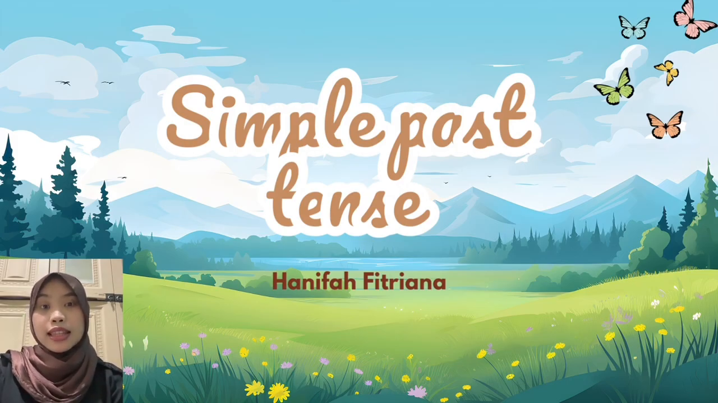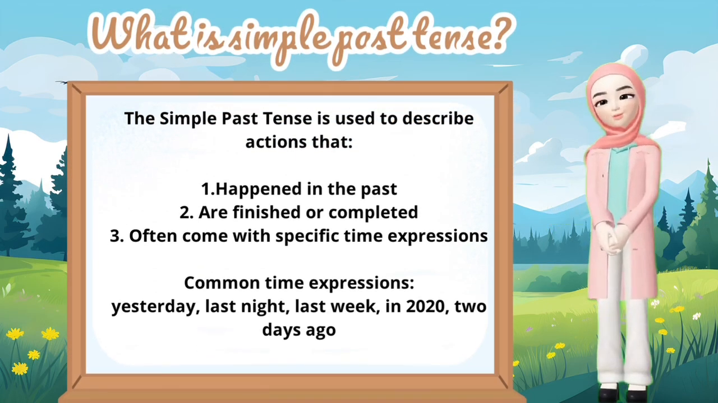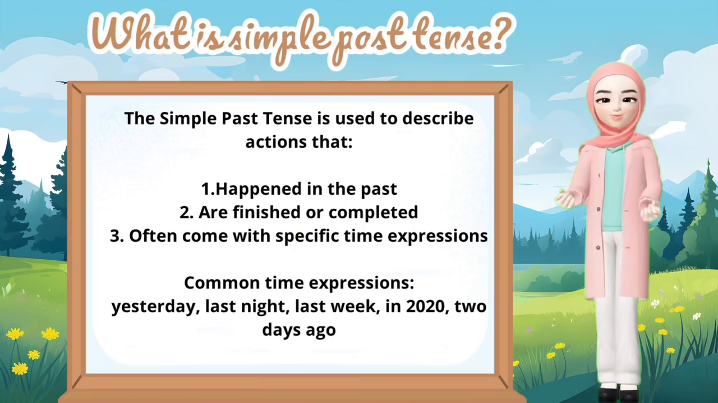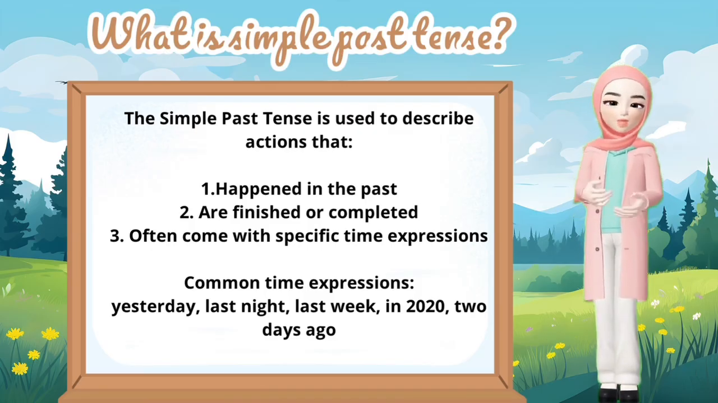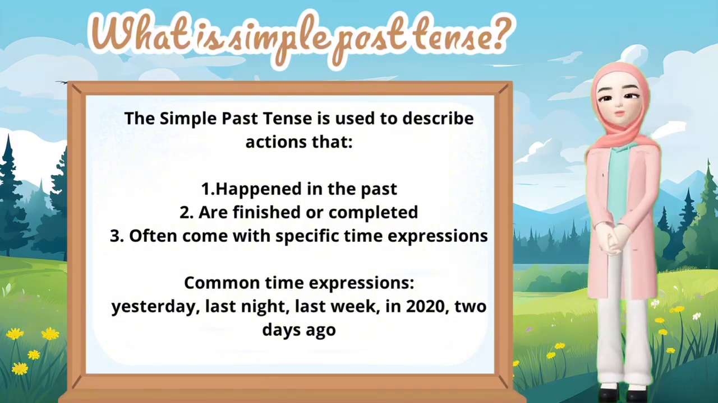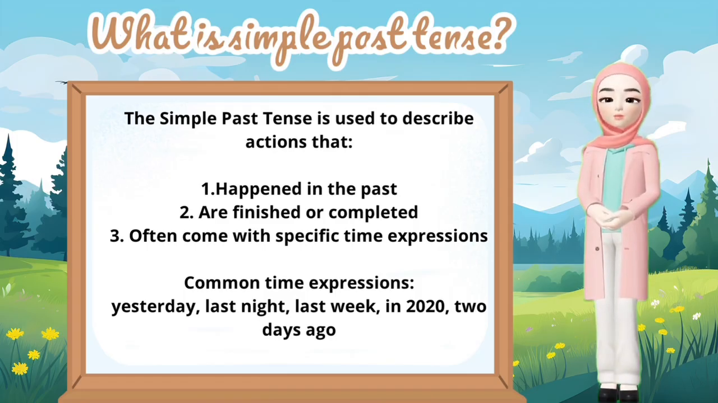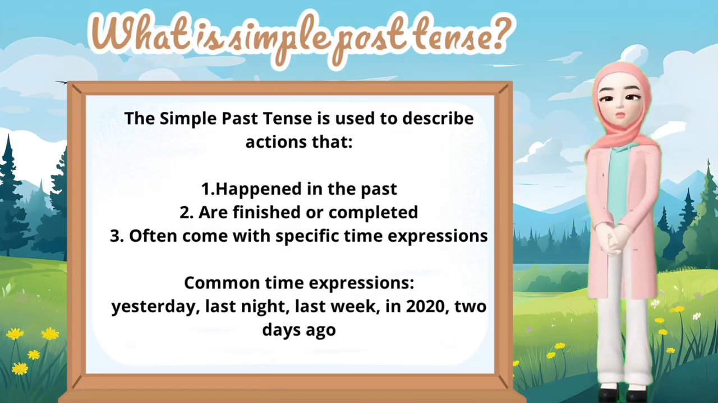Let's get started. Welcome back, everyone. Now, let's talk about what the simple past tense is. The simple past tense is used to describe actions that happened in the past. This means the actions are already finished or completed. We also usually use this tense with specific time expressions, such as yesterday, last night, last week, in 2020, 2 days ago, and so on. So, whenever you want to talk about something that happened before now, and it's done, you use the simple past.